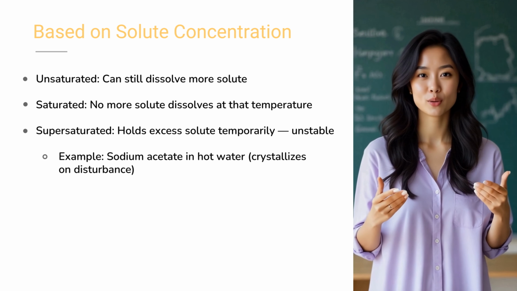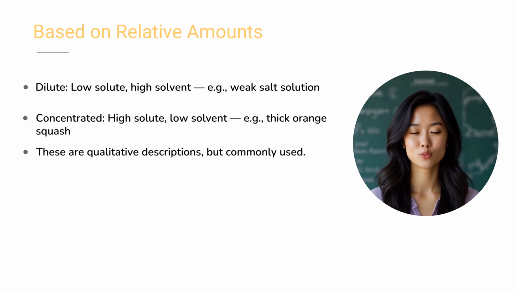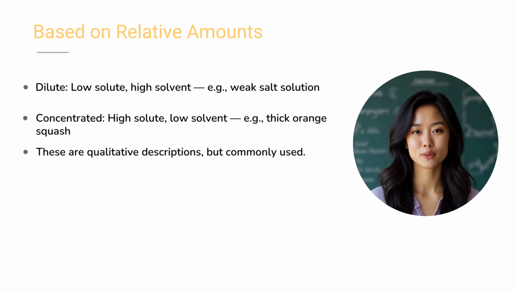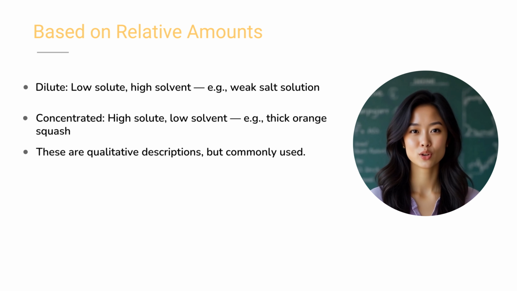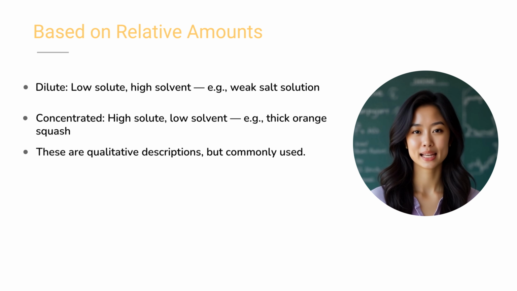Here's another way to categorize solutions: by how much solute is present relative to the solvent. A dilute solution has a small amount of solute in a large volume of solvent. For example, lightly salted water. A concentrated solution contains a large amount of solute in a relatively small amount of solvent, like strong tea or orange juice concentrate. These terms are qualitative, but they're useful for quick comparisons.